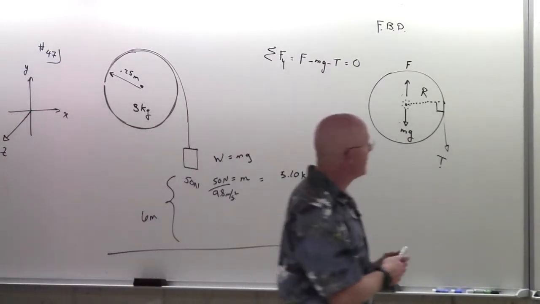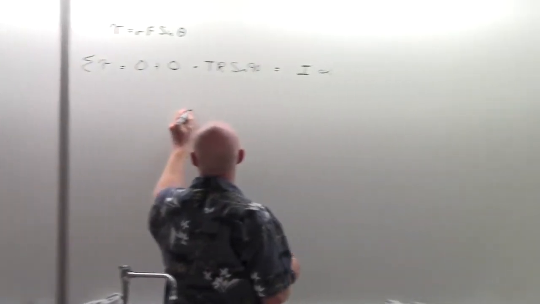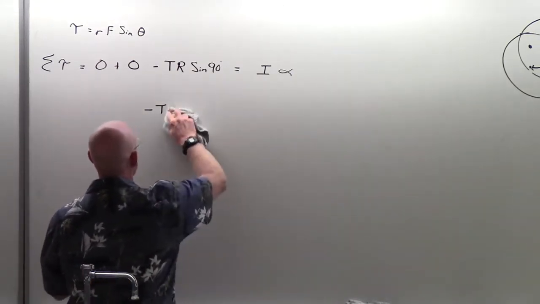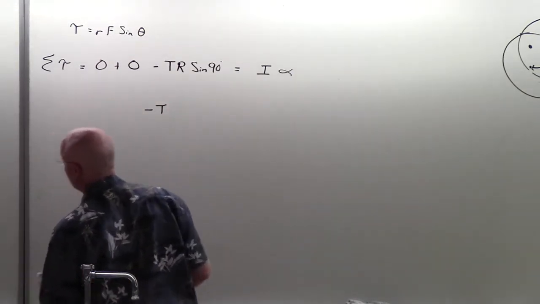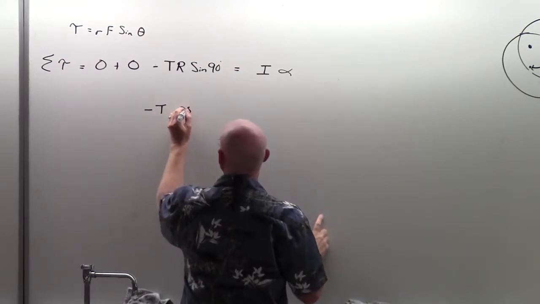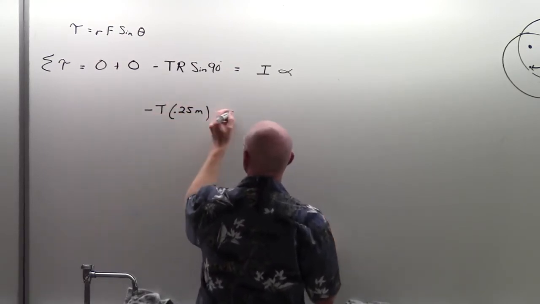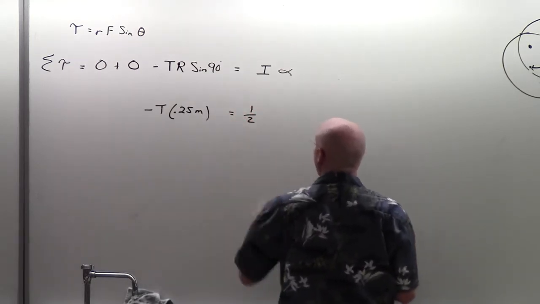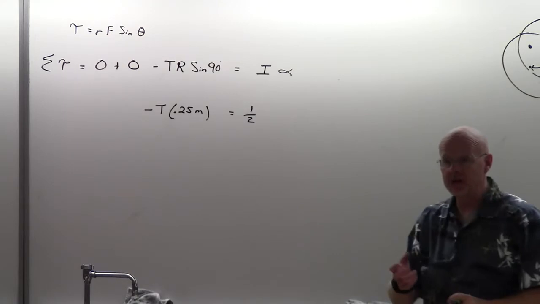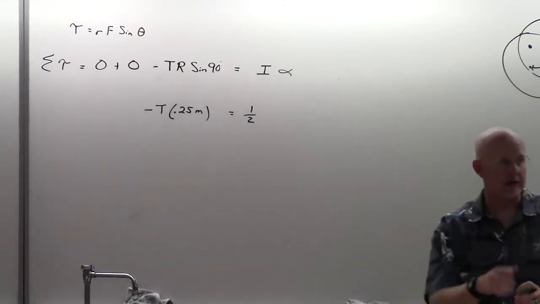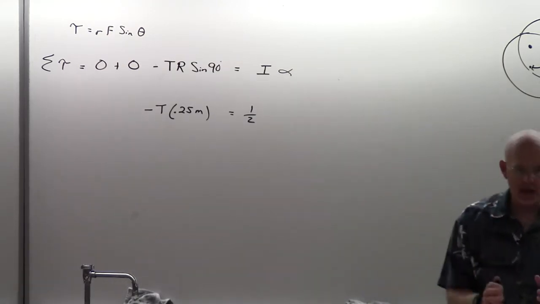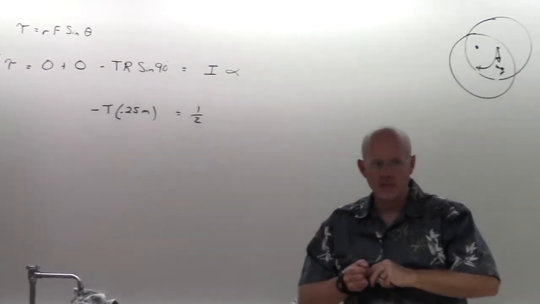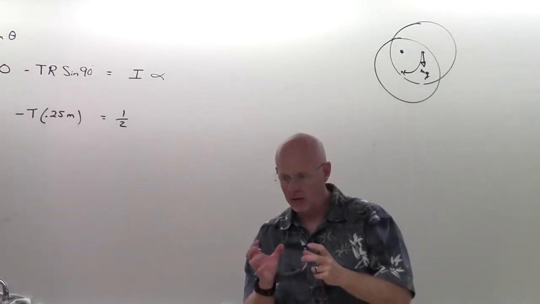Let me keep going here. I'm going to put here a negative TR. Oh, actually, I'm going to substitute in R because I know the value of R. It is 0.25 meters. And the sine of 90 is 1. I'm also going to put in the moment of inertia. You see, they were very clear. They called it a solid disk. Isn't this one of the ones we worked out on Wednesday? Do you remember the equation for a solid disk?